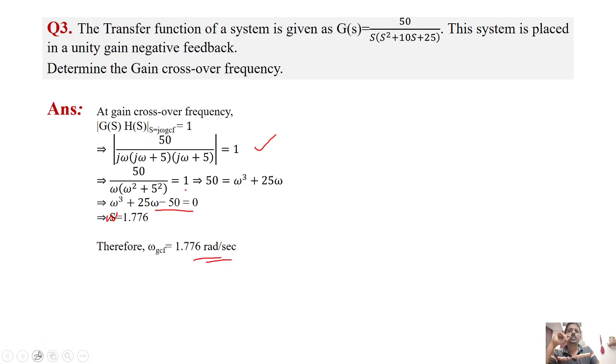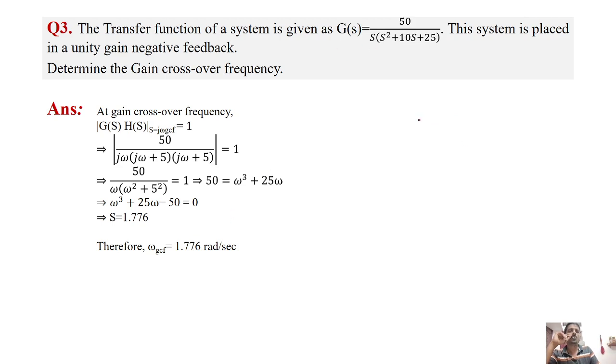Okay, so only the remaining thing. We have found the phase crossover frequency, the corresponding gain margin. We have found the gain crossover frequency. Now the only remaining thing is phase margin. So the next question is related to the phase margin. So we just need to find the phase margin. So how to find the phase margin?